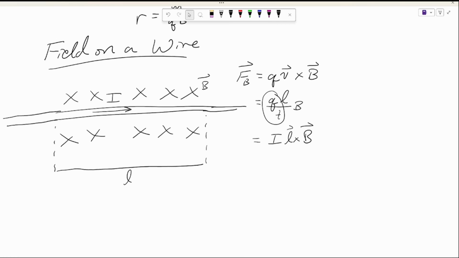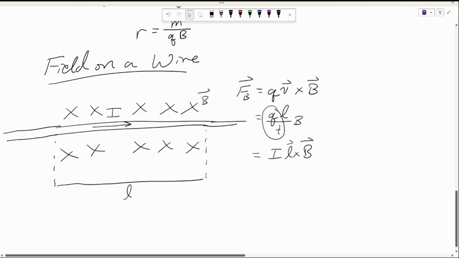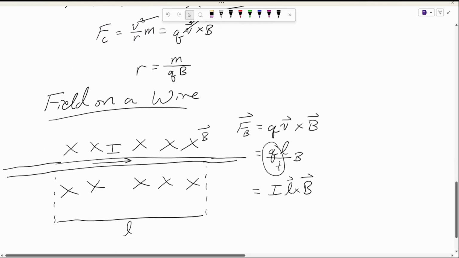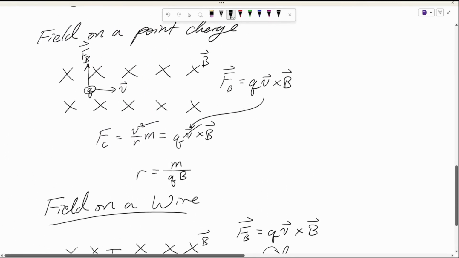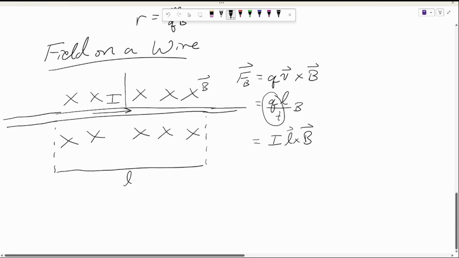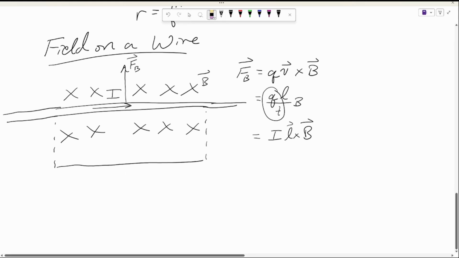And of course, the same cross product stuff applies as before. Probably pretty intuitively, the same way the point charge experienced a force in the upward direction in this situation, the wire will also experience a force in the upward direction. Alright, cool. So that is the effect of a field on a wire.